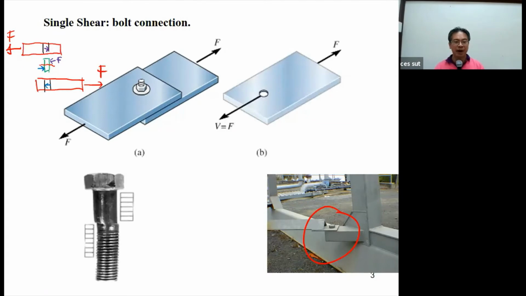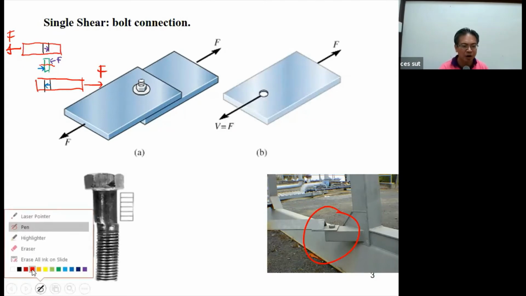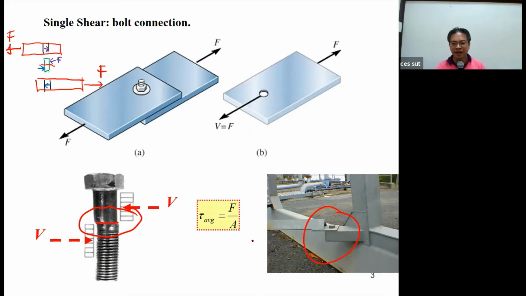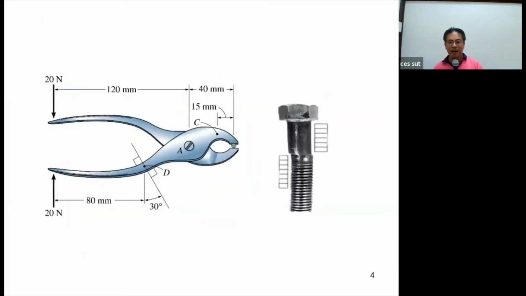And then we will have the cut shown over here. See, this is the evidence that we have due to the failure of the single shear that may occur in the bolt. Okay, and this one is a single shear. So since V equals F, the shear force here equals F. So the equation is the force divided by the area A. And you may see this one in this clamp.